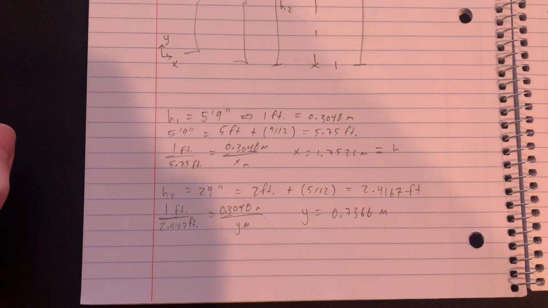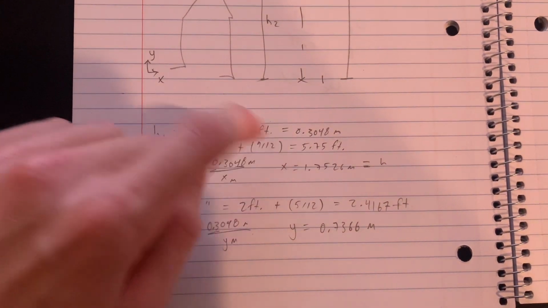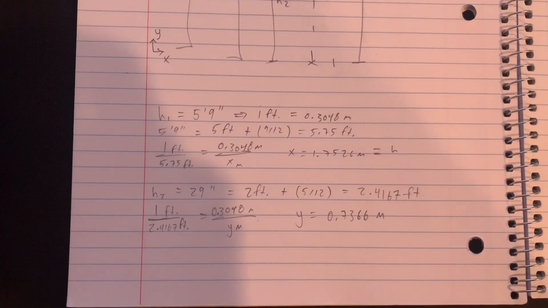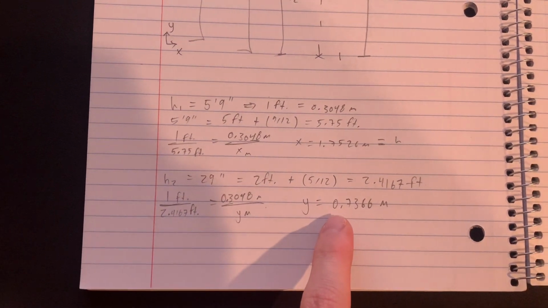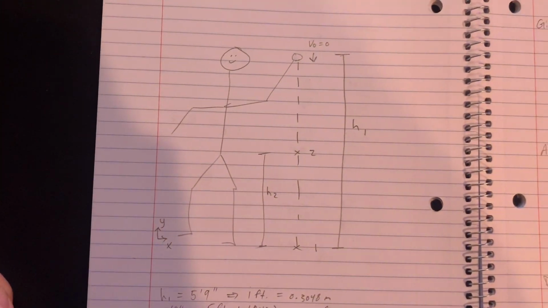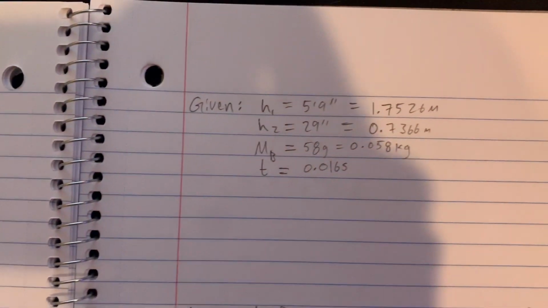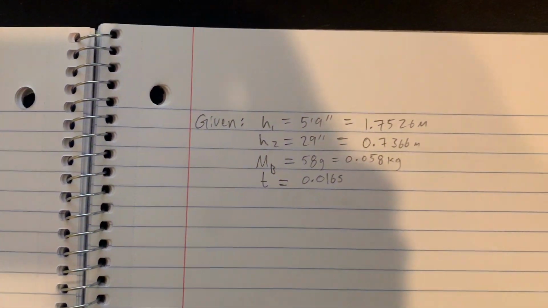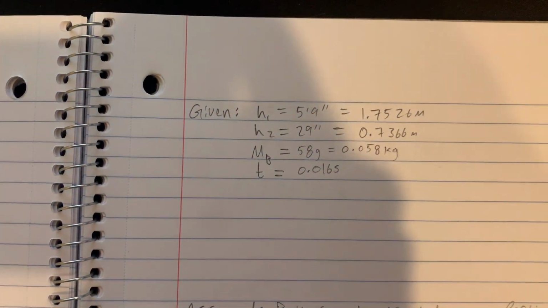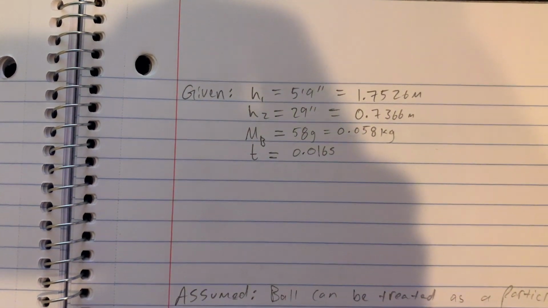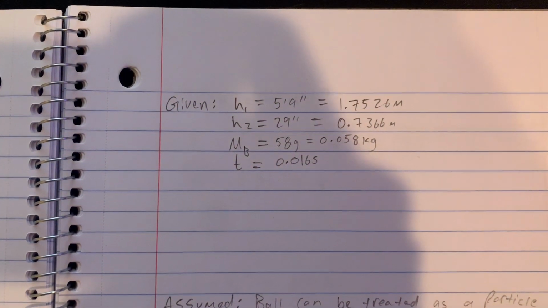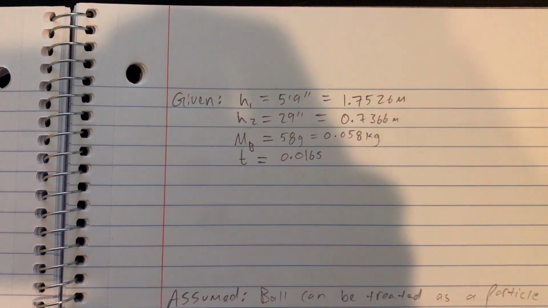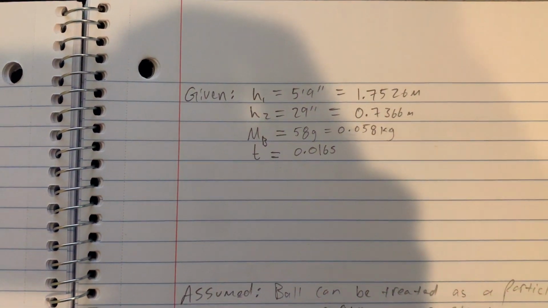So using the fact that 1 foot is 0.3048 meters, we can see that h1 is 1.7526 meters, and h2 is 0.07366 meters. So what is given is these two heights, h1 and h2, as previously stated. h2 has been acquired from the observation of the video and knowing that my pants are size 31, so it almost goes back up to my waist, so that's going to be about 29 inches, which is 0.7366 meters.